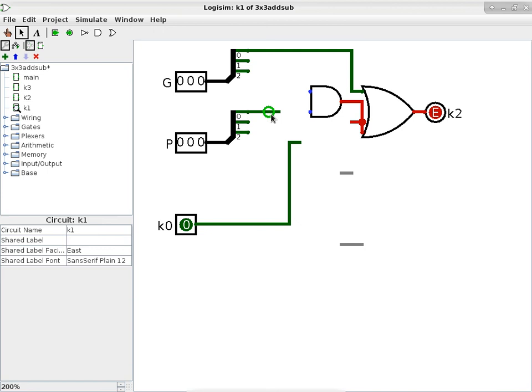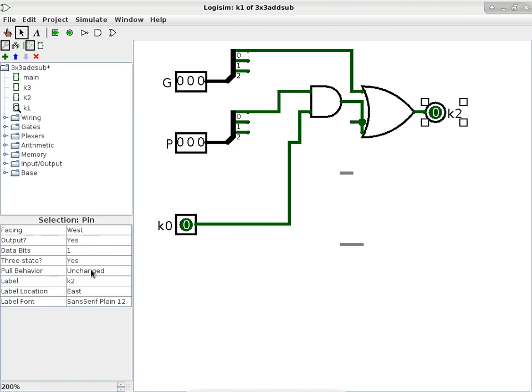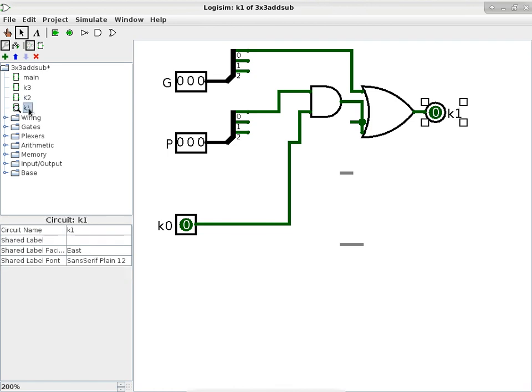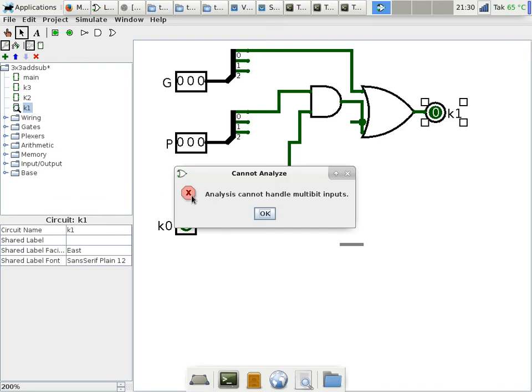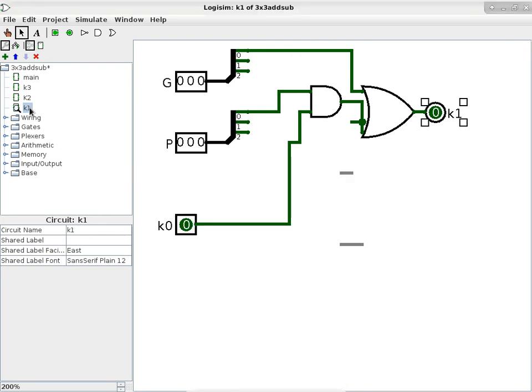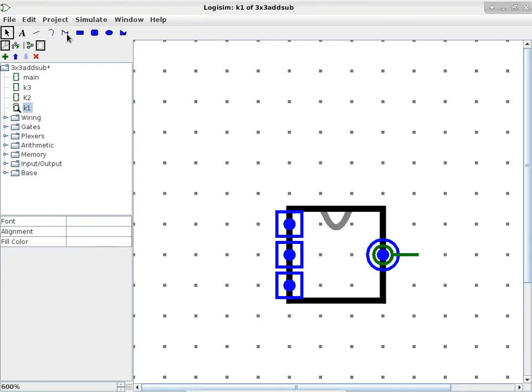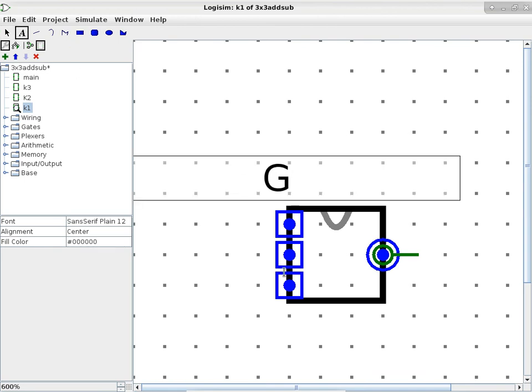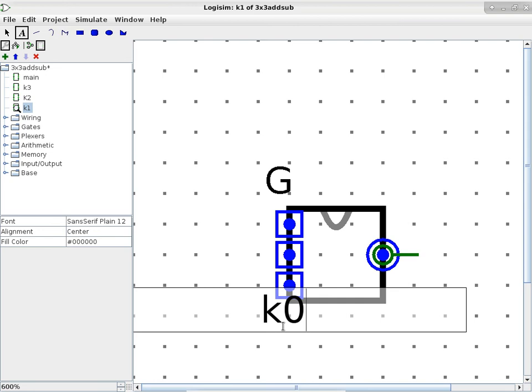Get rid of this. So I can connect here. Not the prettiest, but I think it's right. And then we adjust that to K1. And edit appearance. The wrong thing. Okay. I personally like to label all the pins.